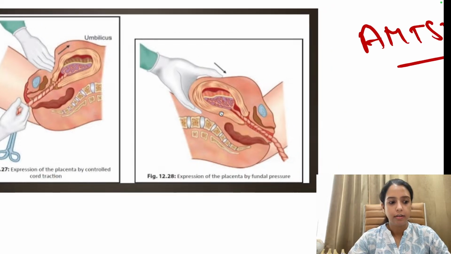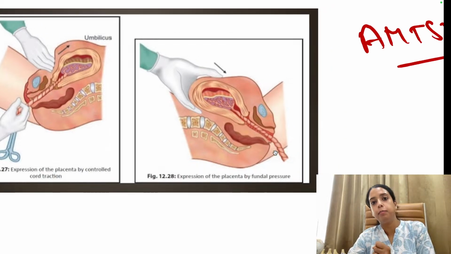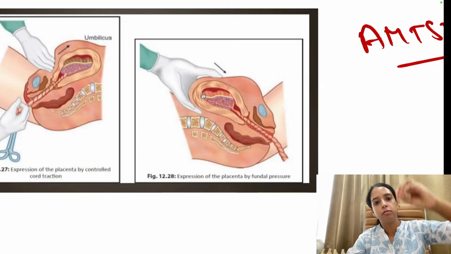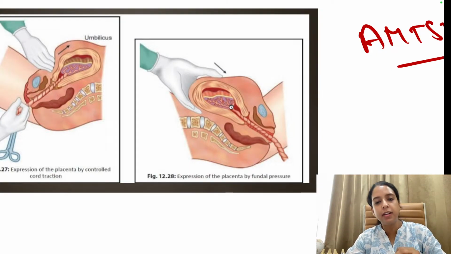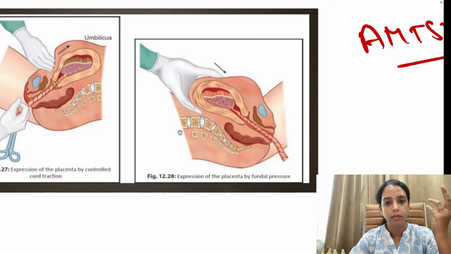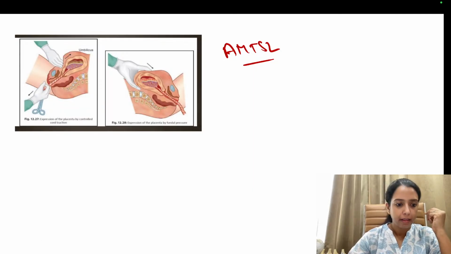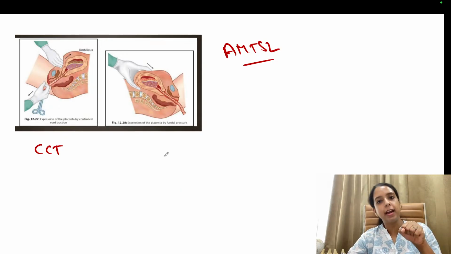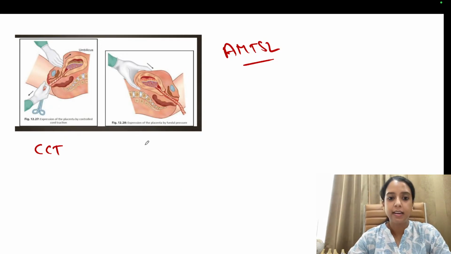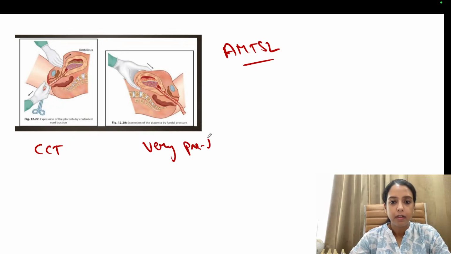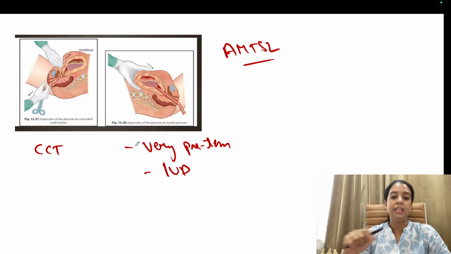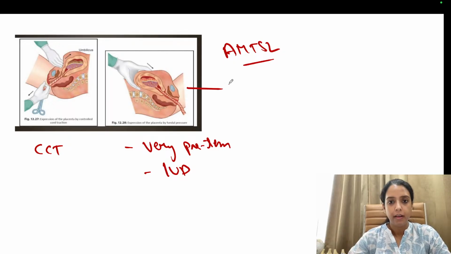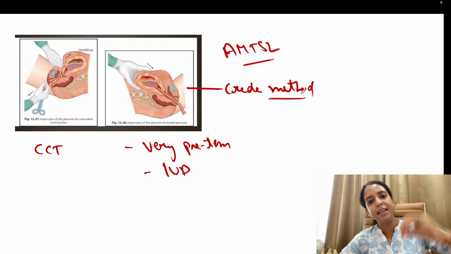Now see this image. Here I am not putting a traction on the cord. I am pressing the fundus. When I am pressing the fundus, the placenta will separate and will slowly squeeze out. This is called Creed's method. So controlled cord traction is done in everyone, but certain times we can't put the traction on the cord. It will lead to cord rupture, like in very preterm or in case of IUD babies. The cord is so thin I can't pull it. There we use Creed's method. In Creed's method, we just squeeze the placenta out by pressing the fundus.